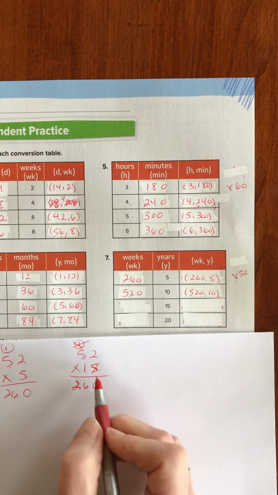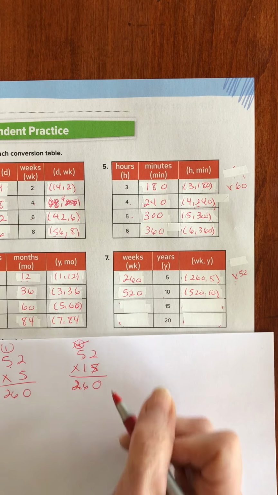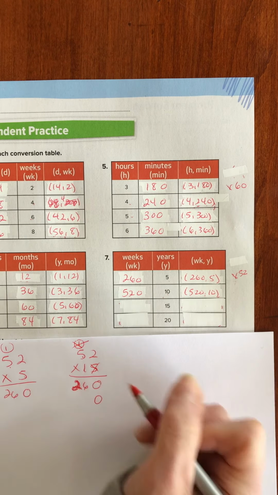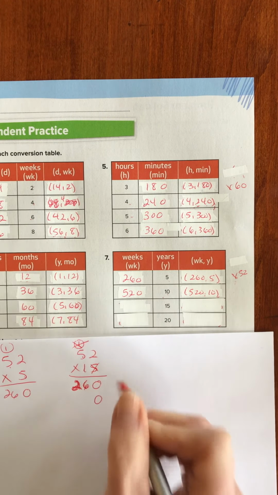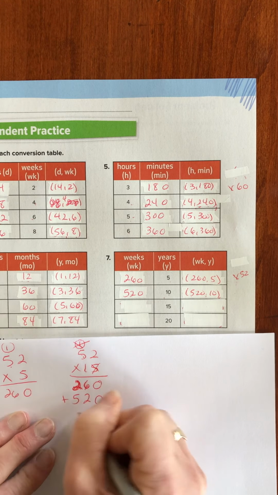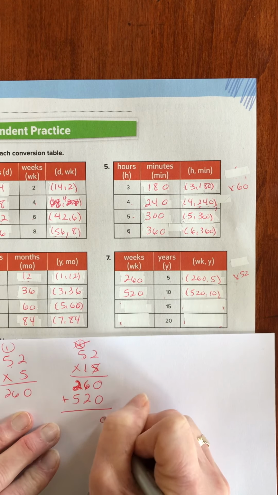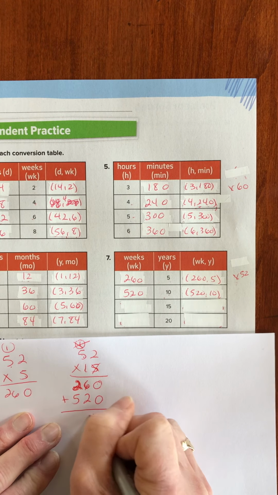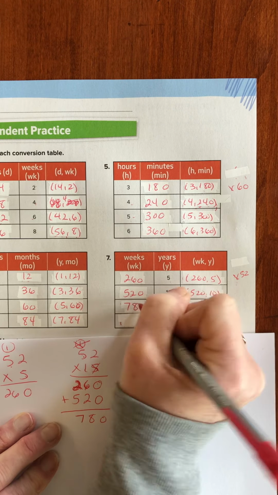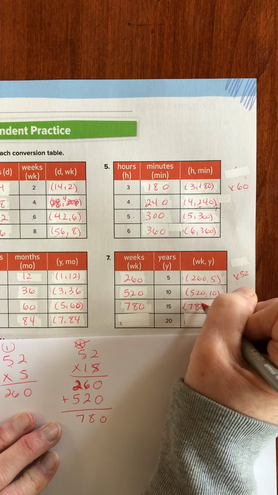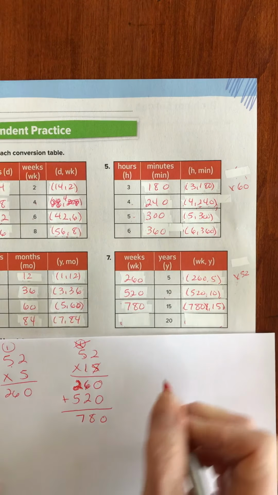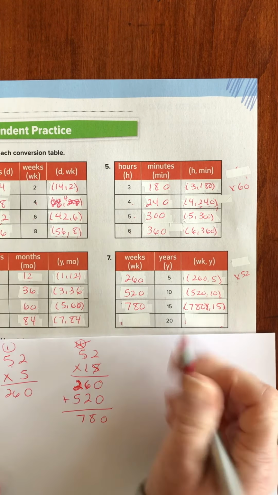Okay, now you do the tens, but what do you have to do first? You have to put a 0 here as a placeholder, okay? 1 times 2 is 2. 1 times 5 is 5. Now we add it together. 0 plus 0 is 0. 6 and 2 is 8. 2 and 5 is 7. So the answer here is 780. 780 and 15.